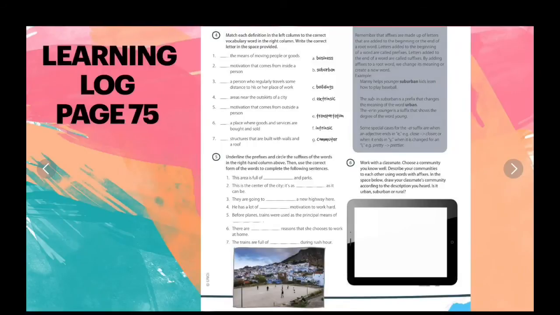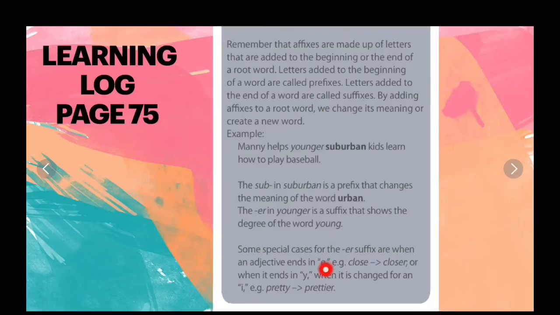Page 75. Now we're going to work on page 75. That is this page that you have right here. You have theory and exercises that you have to do, and read this concept box in color gray. Let's start by reading this concept box, and it says, remember that affixes are made up of letters that are added to the beginning or the end of the root word. Okay? So let's underline this part.